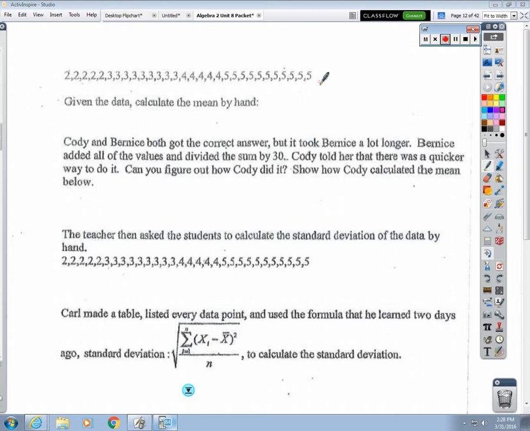What did all of those numbers add up to? 112. And how many of them are there? 30. So what's the mean?